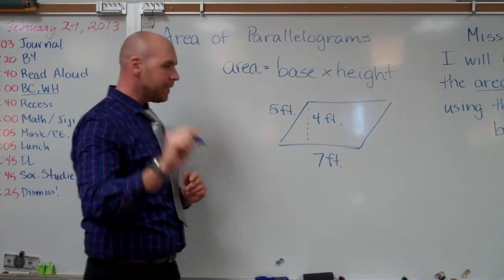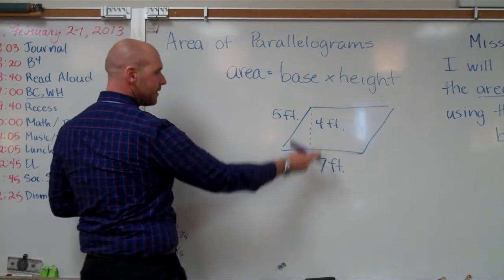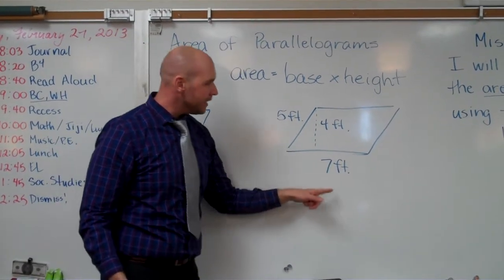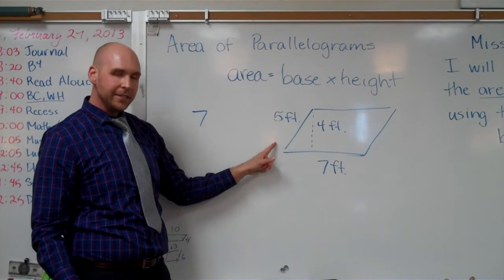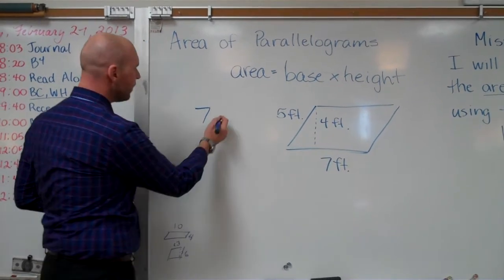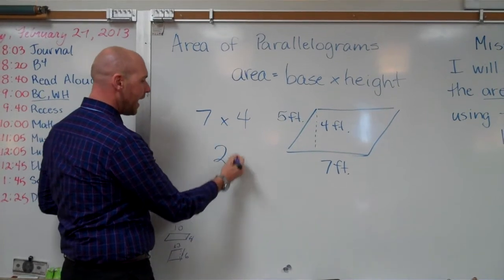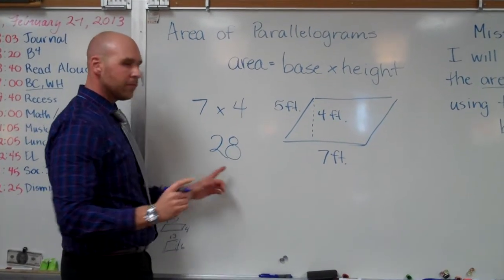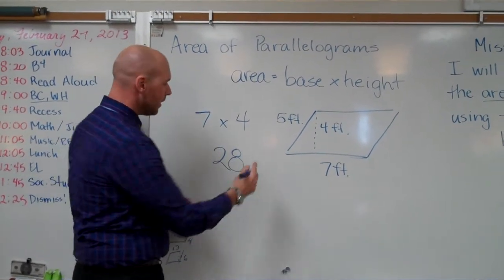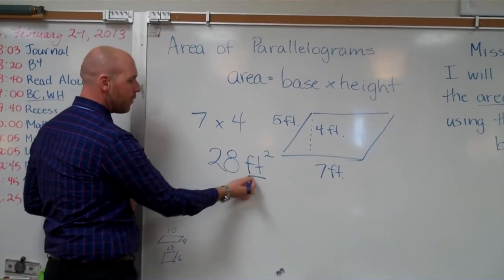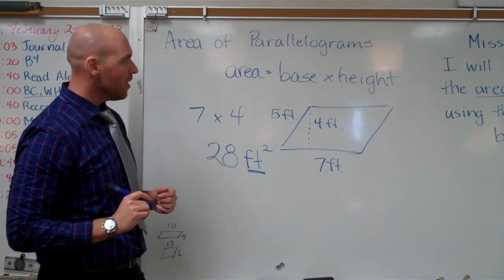Alright, if you did it correctly, you took your base, which is 7. You multiplied it times the height, not the side, the height, which is 4. That would give you 28. But you're not done. It's feet squared. Make sure you have that right unit of measurement.